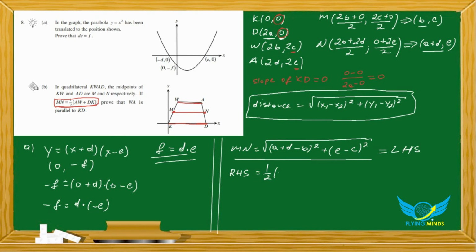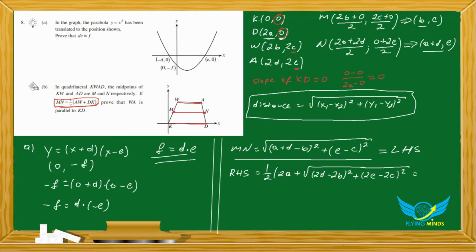2A and AW, because we're not clean here, right? So we have coordinates there. So we're going to use Pythagoras theorem, the formula for distance. It will be 2D minus 2B squared plus 2E minus 2C squared.